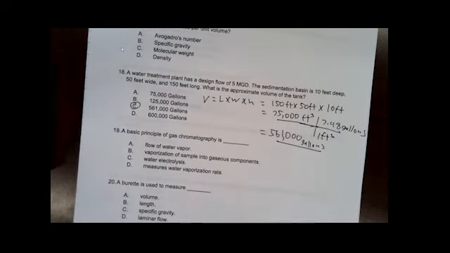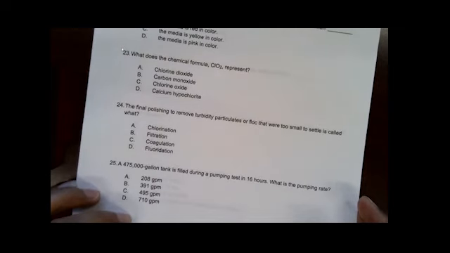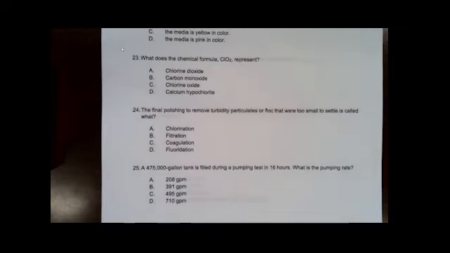So when you're doing these calculations, pay attention again to the units you're in, and pay attention to what you're being asked to calculate. Let's take a look at this next question, a calculation-based question. A 475,000 gallon tank is filled during a pumping test in 16 hours. What is the pumping rate?